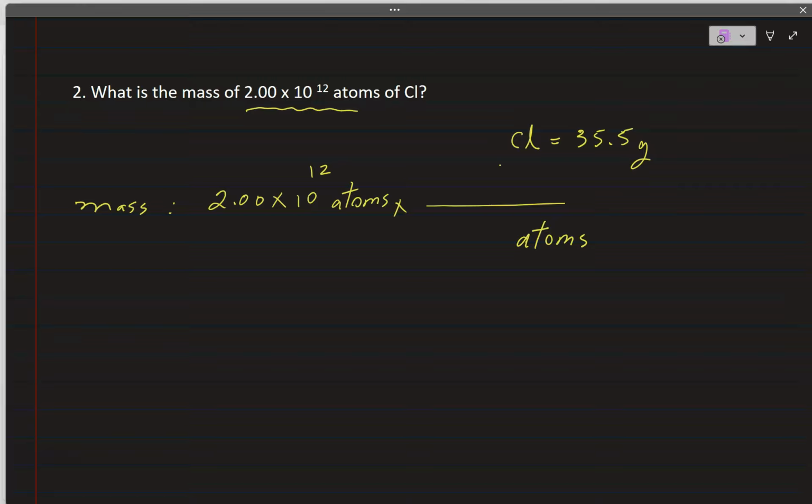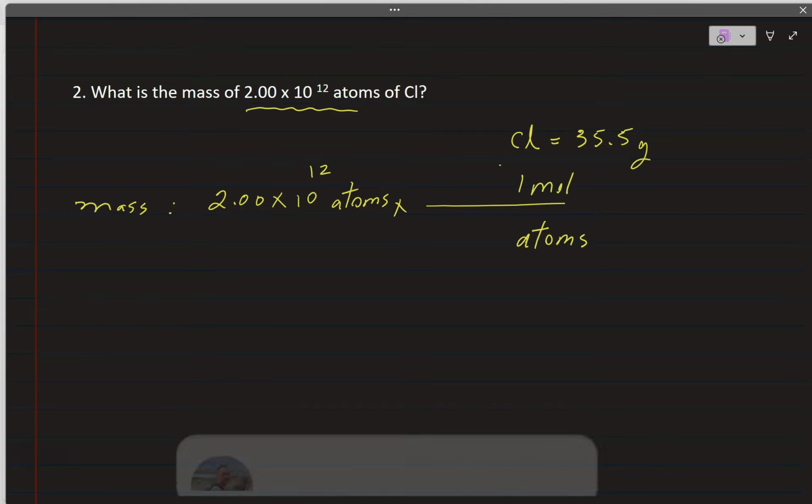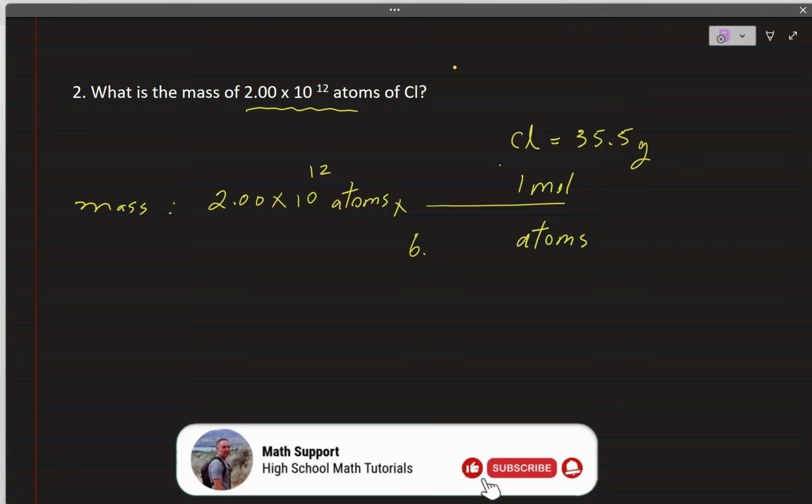Okay, so now we're going to go through moles. 1 mole of that, how many atoms? That's Avogadro's number, 6.02 times 10 to the 23.